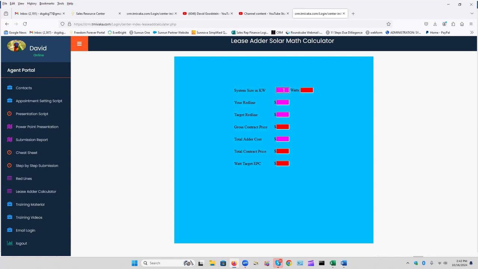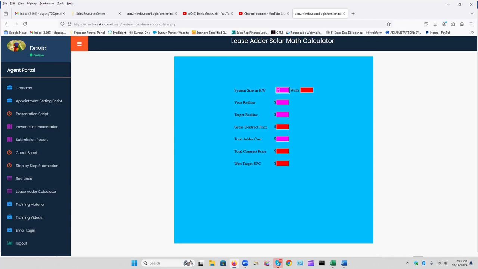So we're going to put in our 7.44 kilowatt. We're going to put in the 2.20 in red line. We want a target red line of 3.2. And our adder cost was $2,500. And that gives us a watt target EPC of 3.53. All right, so we're going to round it up, and that'll give us 4 cents.